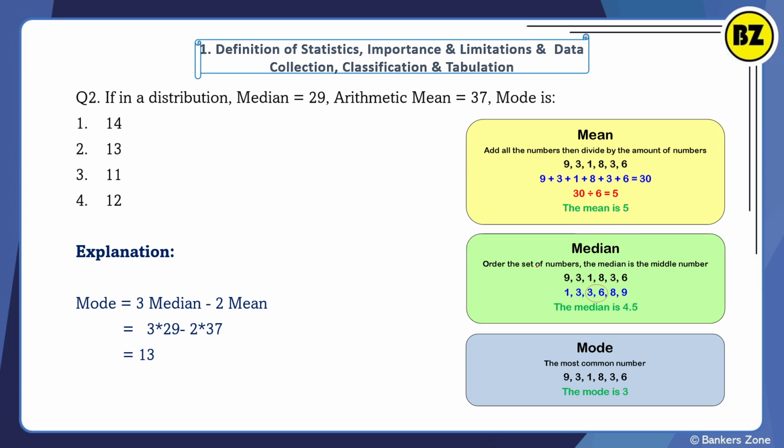Very easy. Now see, what is the mode? Mode is the most common or most repeated number. So here you can see, what is the mode? 3 appeared 2 times, so you can say 3 will be your mode, right?